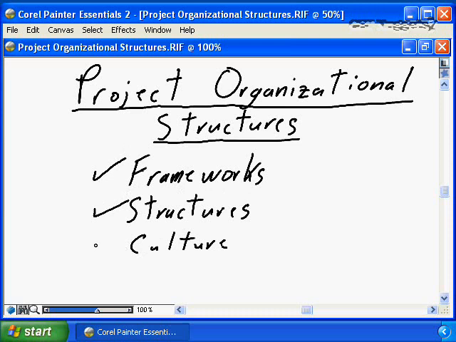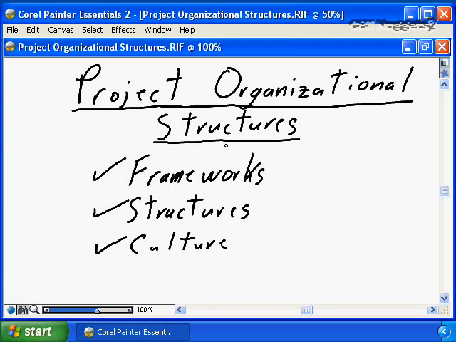What is the organizational culture? Is this a do-everything-at-all-costs-to-maximize-profit company? Is this a company that values employee participation? What is the culture? How does the organization work? What makes the organization work? What makes the organization successful?